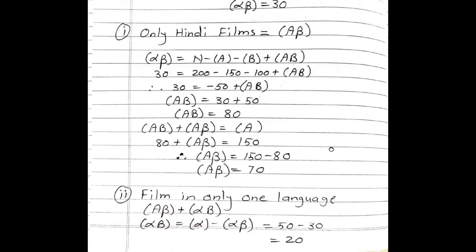Second part of the problem, films in only one language, we want to calculate. For which we need A beta plus alpha B. A beta, people who like only Hindi films. Second part, people who like only English films. Only Hindi, only English. So alpha B we want. Alpha B can be calculated as alpha minus alpha beta. Alpha beta value is 30 and value of alpha is equal to 50. So the answer is 20.